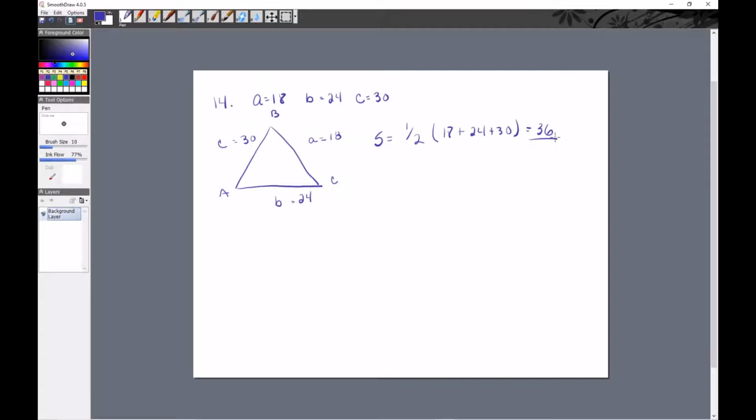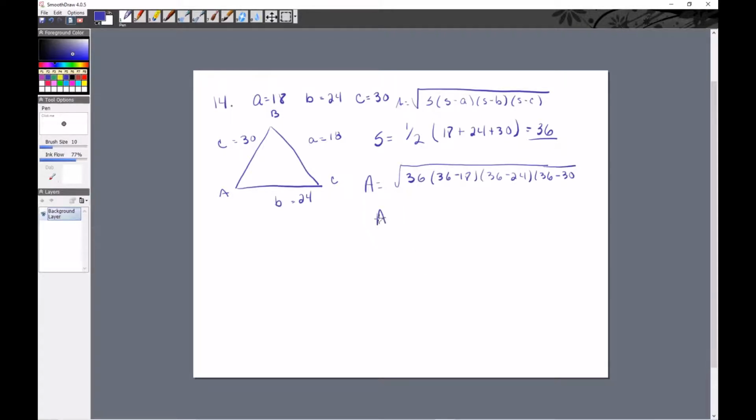Okay, so that's your value for S that we then put in this other formula. Remember this one? S times the quantity S minus A times the quantity S minus B times the quantity S minus C. Get that product and take the square root and you get the area. Okay? So the area will be the square root of 36, that's this S here, times 36 minus 18 times 36 minus 24 times 36 minus 30. Okay, oops, still under the radical here.